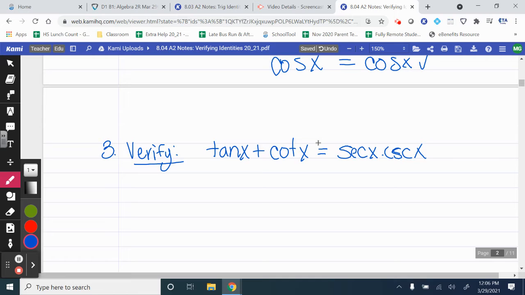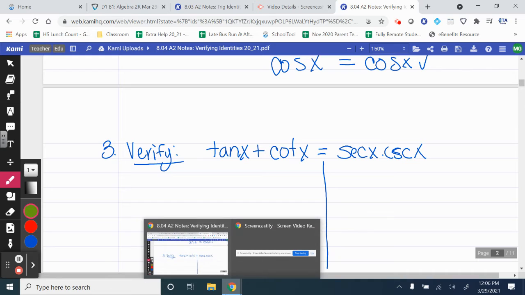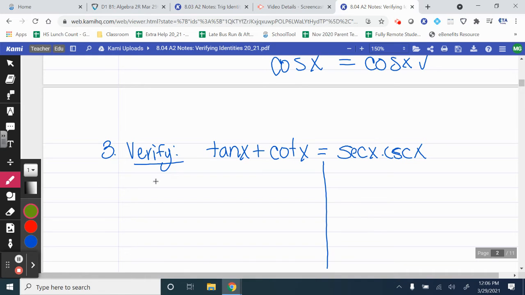All right, so here, draw your line. This time, again, we can go left or right side, and this time there's something you can do on both sides, so it really doesn't matter. You could even do a little bit on each side, as long as in the end you get both sides to be the same thing. So let's start with the left-hand side. Here, again, a lot of students are tempted to write 1 over tangent for cotangent. I want to try to rewrite everything in terms of sine and cosine. So for tangent, I'm going to rewrite that as sine of x over cosine of x.